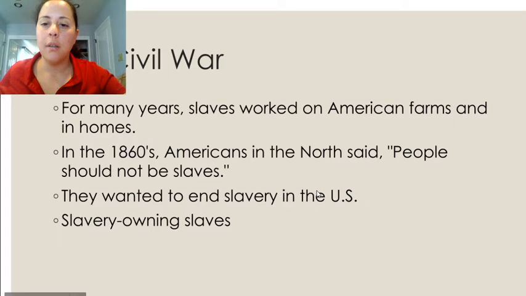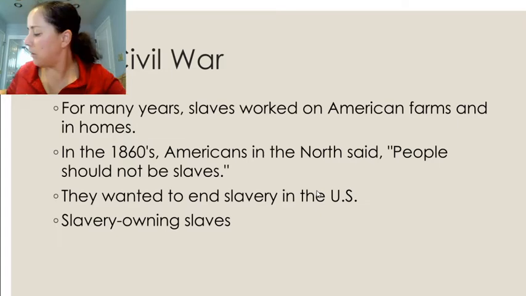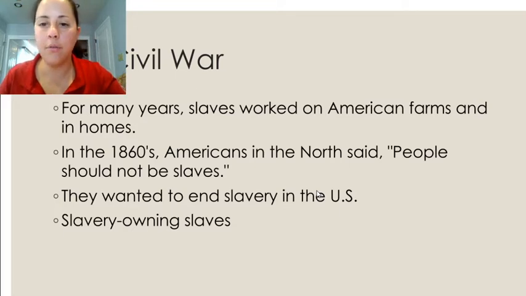Okay, let's look at page 74 in your citizenship book, chapter 5. For many years, slaves worked on American farms and in homes. What did the slaves do on American farms?